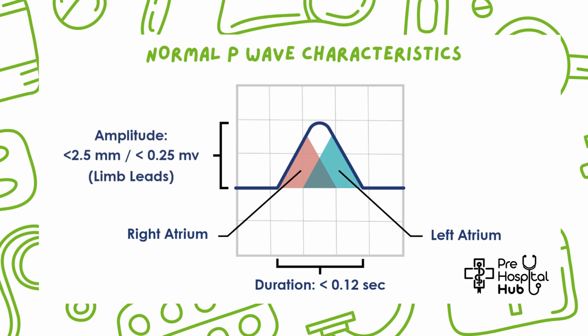And the amplitude varies, so in limb leads it should be less than 2.5 millimeters or 2.5 small squares, and in precordial leads or chest leads this should be less than 1.5 millimeters or again 1.5 small squares.